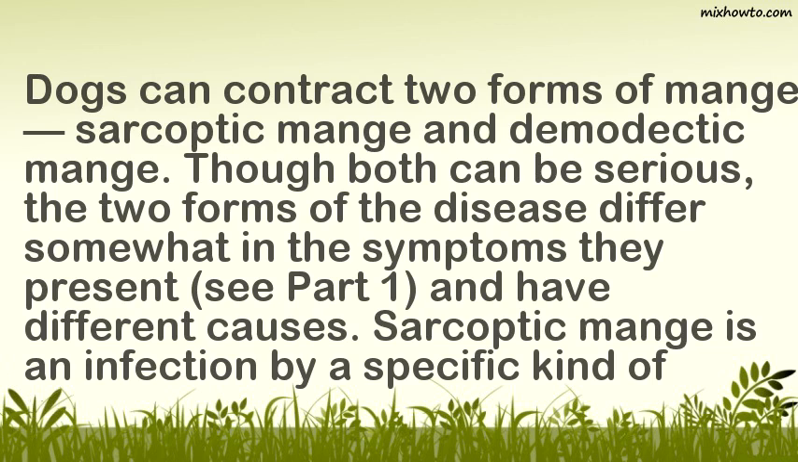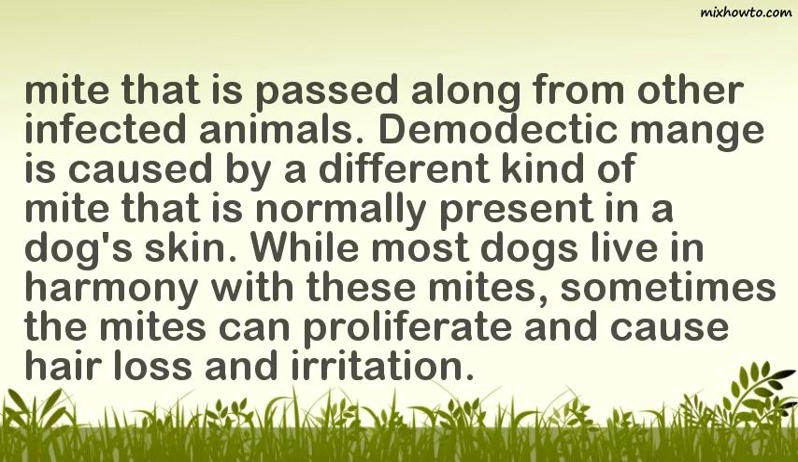Sarcoptic mange is an infection by a specific kind of mite that is passed along from other infected animals. Demodectic mange is caused by a different kind of mite that is normally present in a dog's skin. While most dogs live in harmony with these mites, sometimes the mites can proliferate and cause hair loss and irritation.